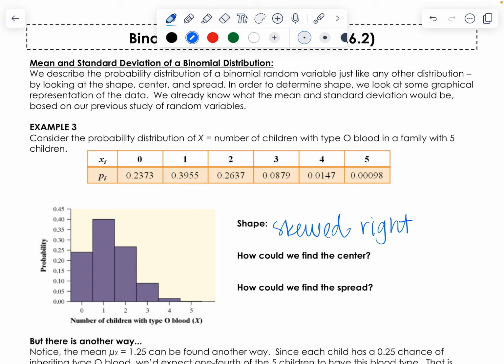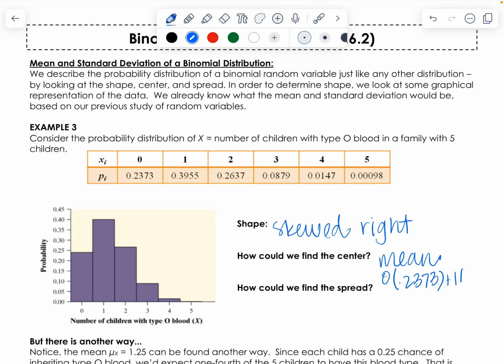Okay. How would we find center? Well, we could find the mean, which based on what we know for a discrete random variable would be 0 times 0.2373 plus 1 times 0.3955, etc., right? And how can we find the spread? Well, we could find the standard deviation.